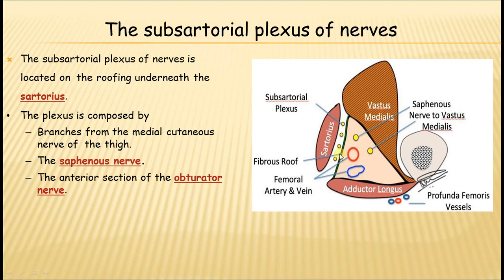So that is the extensive cutaneous innervation of the saphenous nerve. The plexus is formed by this nerve along with the medial cutaneous nerve and the anterior division of the obturator nerve. The anterior division of the obturator nerve gives cutaneous innervation through the subsartorial plexus, so it supplies the skin and the overlying fascia lata.